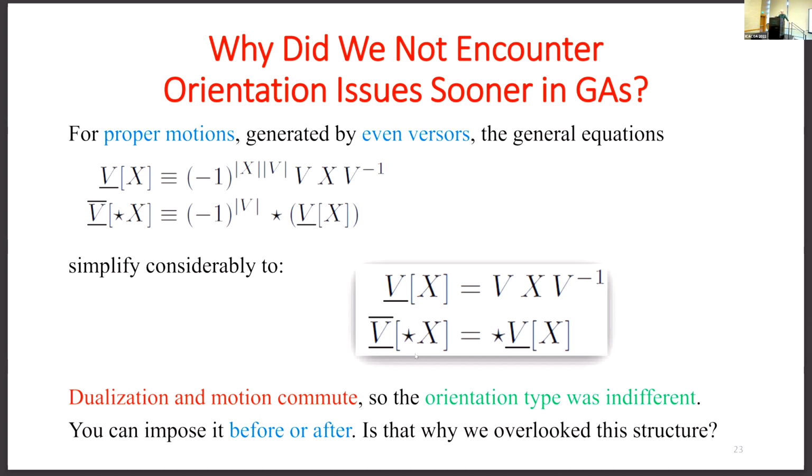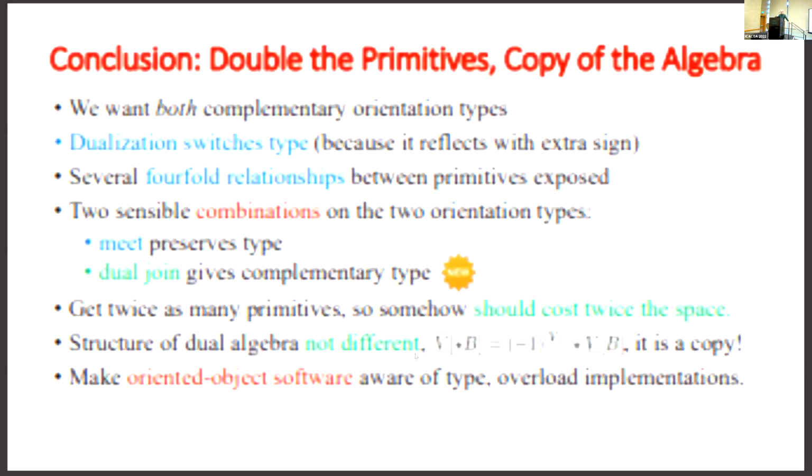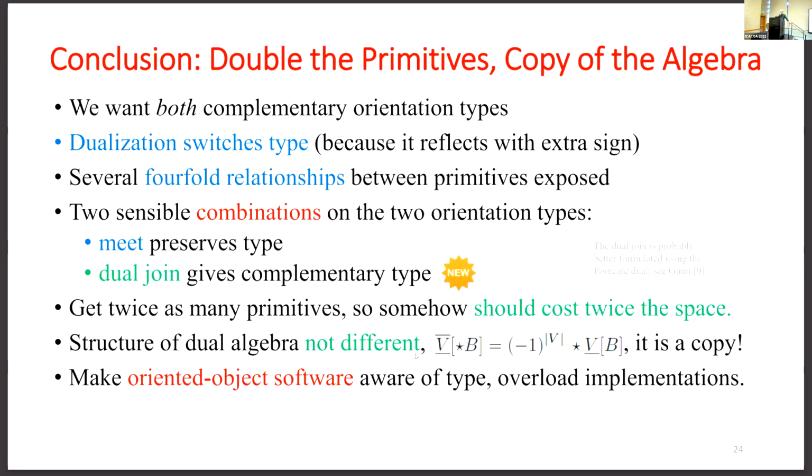But as soon as you start becoming serious about reflections, the differences appear, and it really makes a difference what you do first. So we do want both complementation types because we've seen uses for them. Dualization does switch the type. We have seen various fourfold relationships between those primitives, both in their relationships.